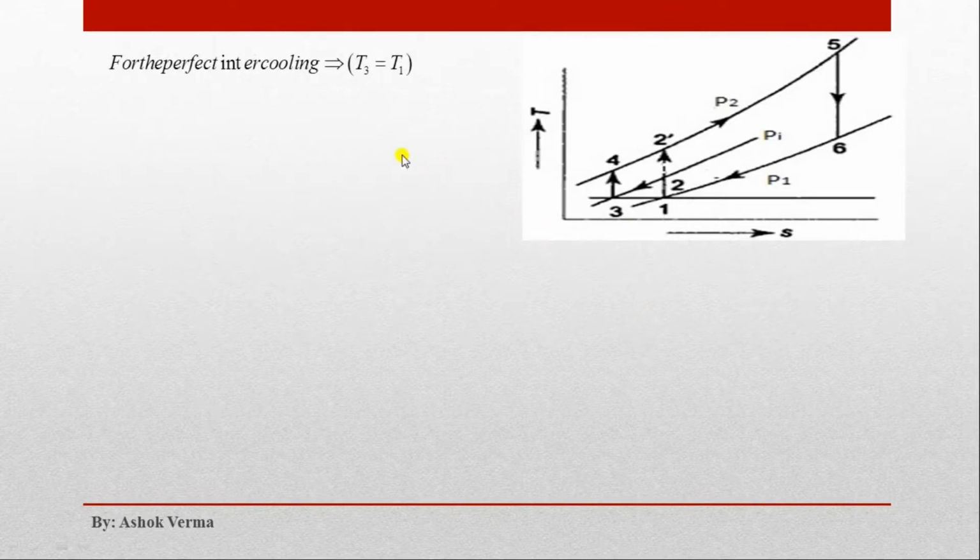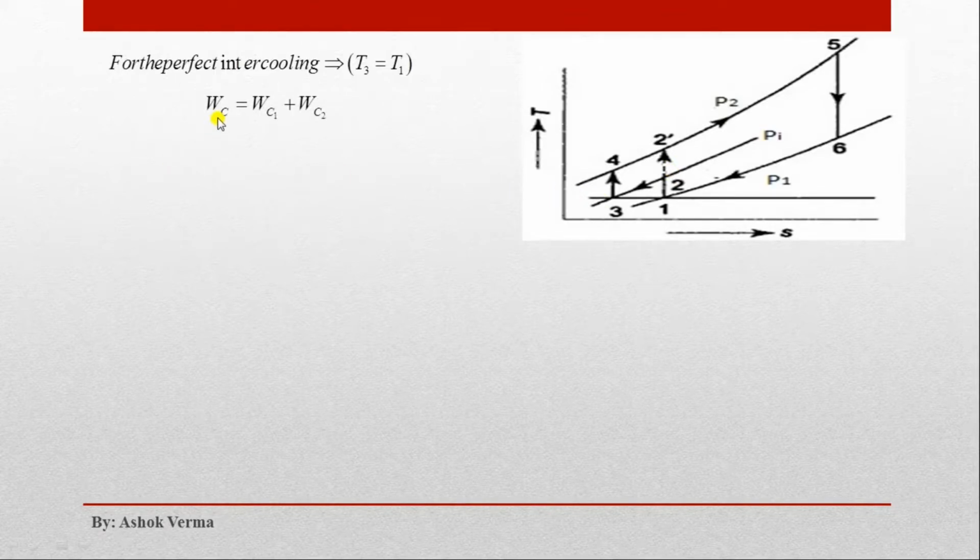Since in the perfect intercooling, the temperature at 1 will be equal to the temperature at 3, here we will optimize our work input to the compressor. So for optimizing the work input, you have to find this intermediate pressure, meaning what should be this pressure so that we can reduce the work input to the minimum.